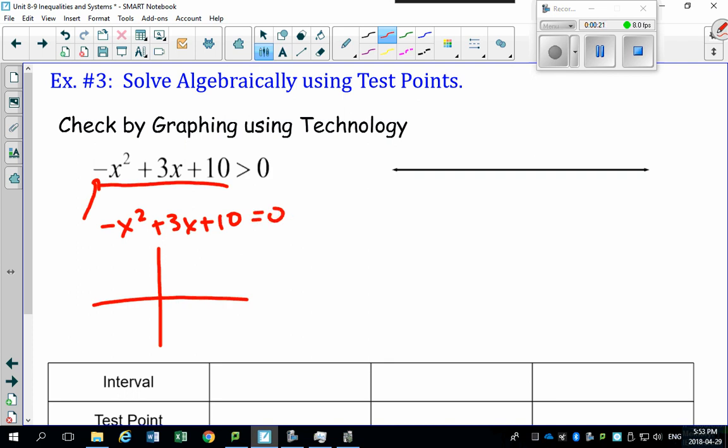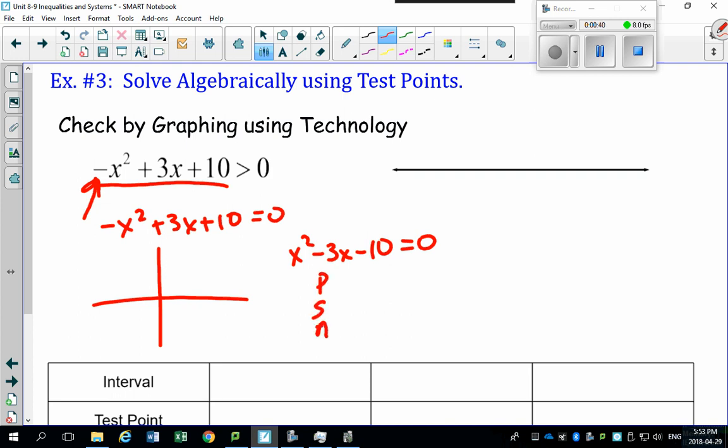Let that equal 0. Again, multiply both sides by negative 1, giving you x squared minus 3x minus 10. You don't care that that still is multiplied by minus 1. Just remember that it was opening down. That's what's important. Okay? So notice that that's opening down.